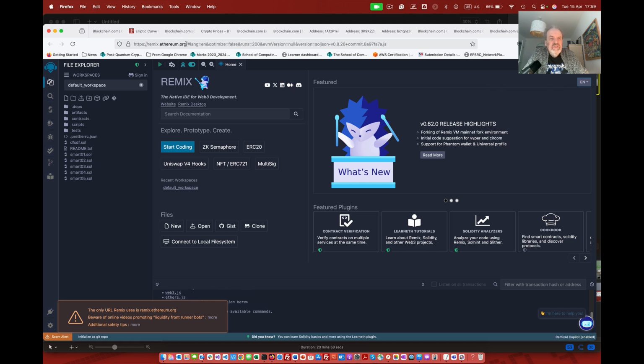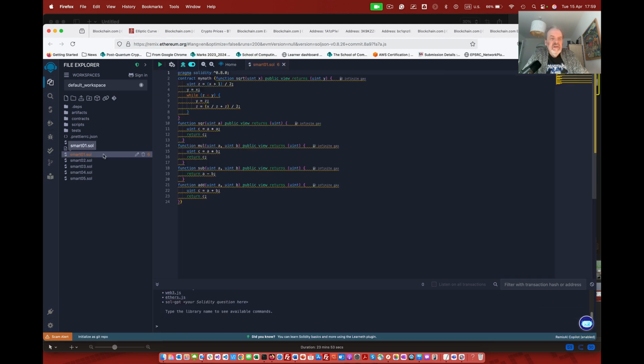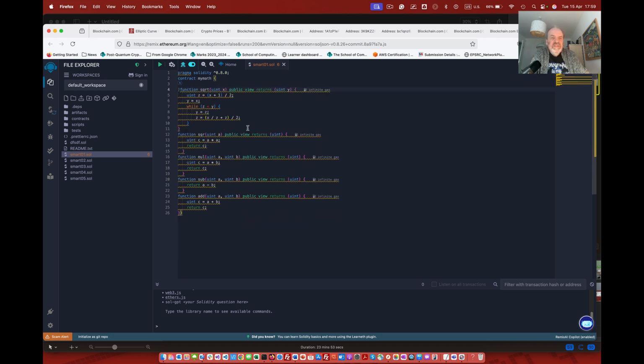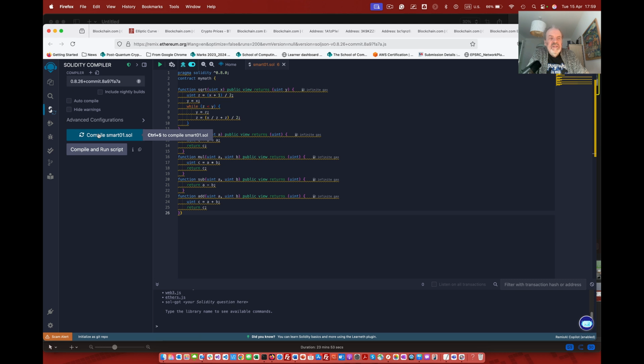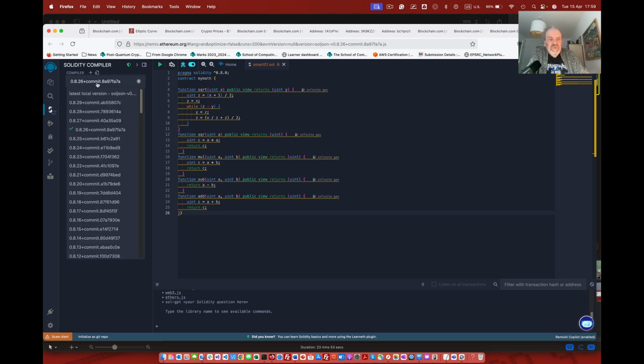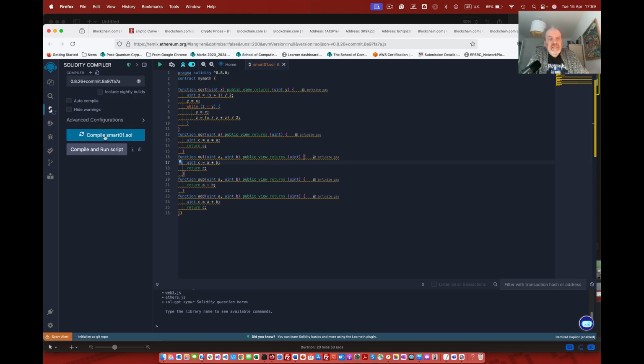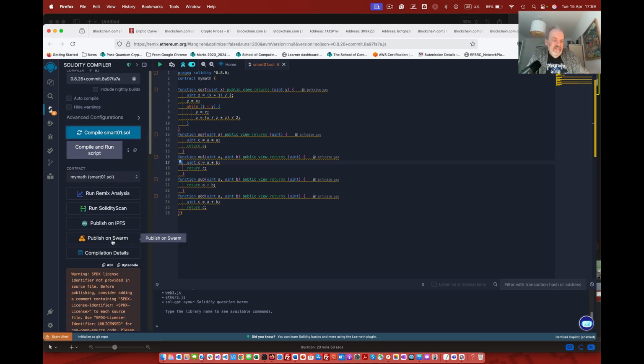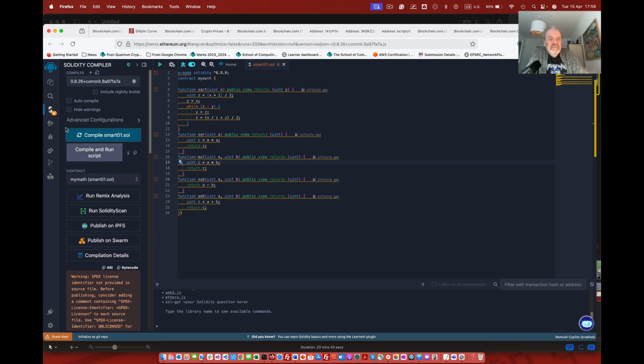Okay, so if we just open that up, this is what's called remix.ethereum.org. And for this, we can store our smart contracts. So this is just a simple smart contract here to add two numbers together, multiply them, subtract, and so on. So once we have this, then we can go and we can compile our smart contract. It's important that we note what the version is of the compiler that we're actually going to use. In this case, we're using 0.8.26 for the compiler, and we should be able to compile that. Gives us a few warnings, but everything should be fine.